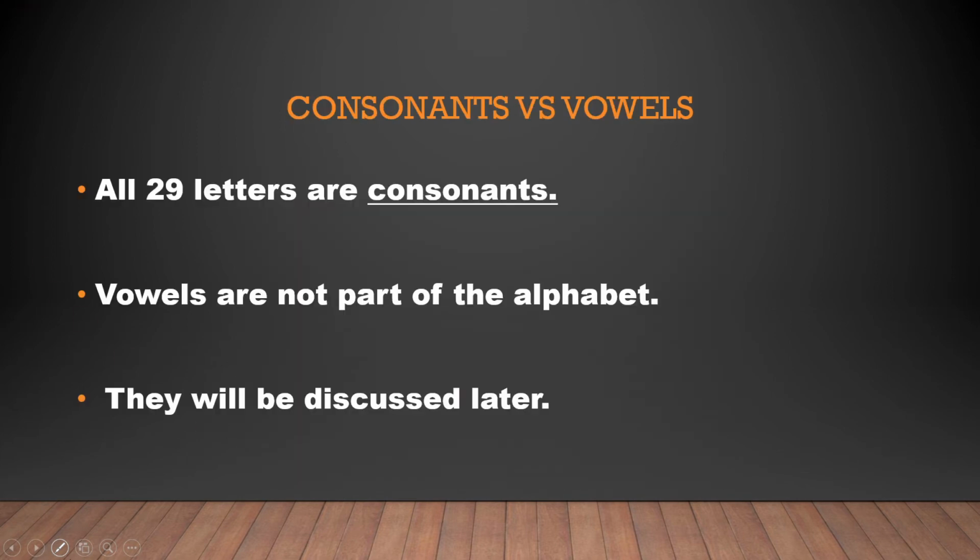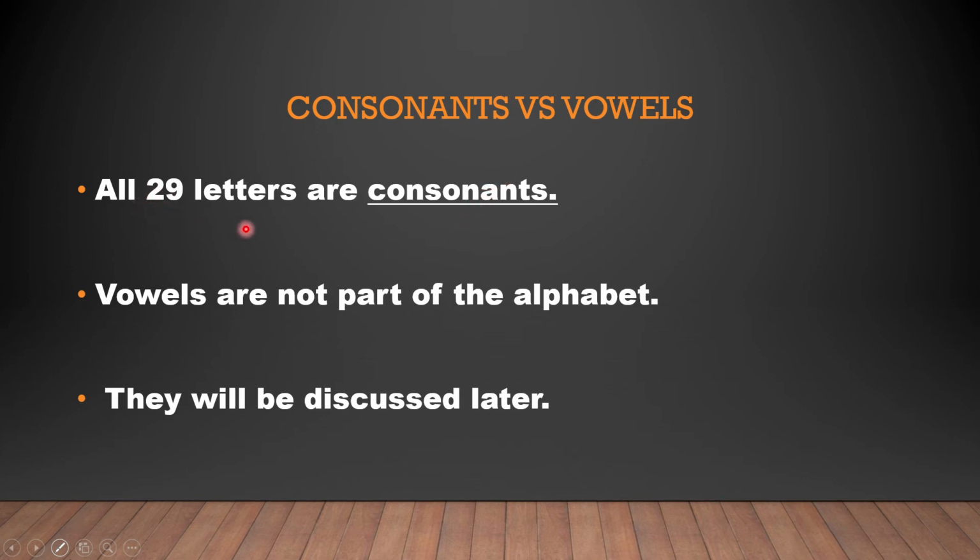Now another important concept about English alphabets is that there are consonants and vowels, and vowels are a part of those alphabets. So if there are 26 alphabets in English, that means 5 of them are vowels and 21 of them are consonants. But in Arabic there is no such thing.